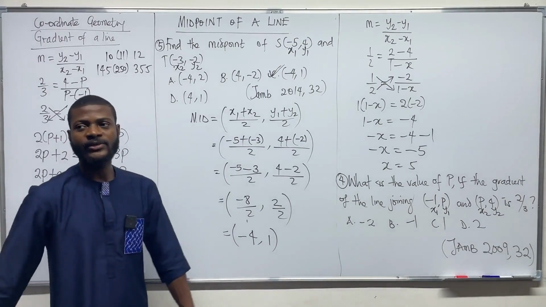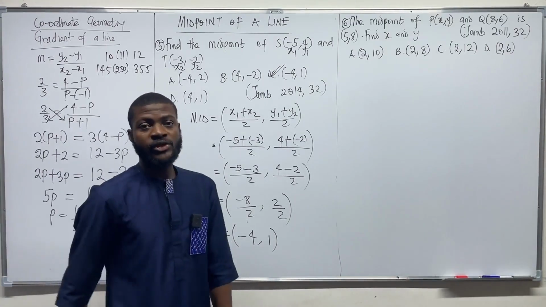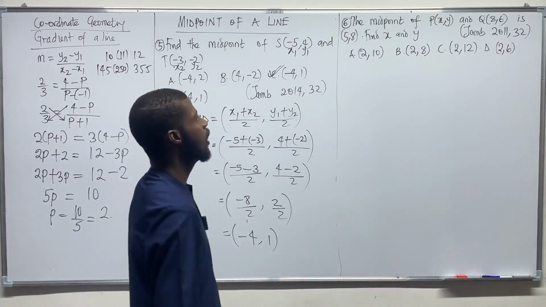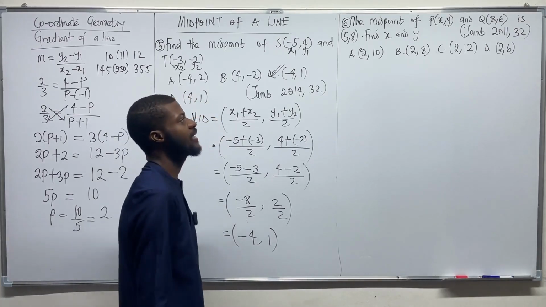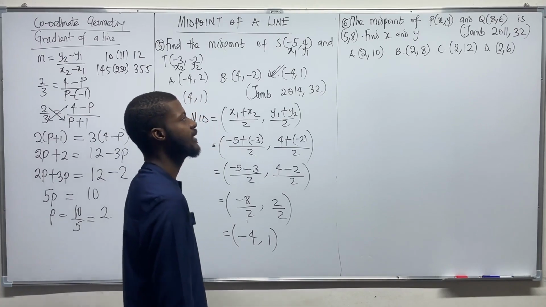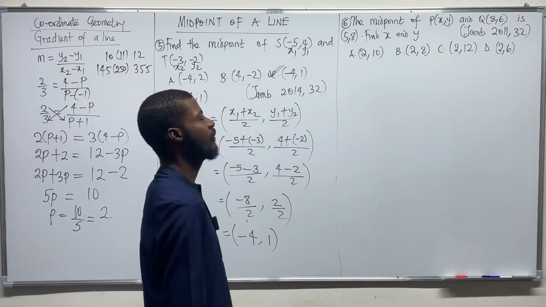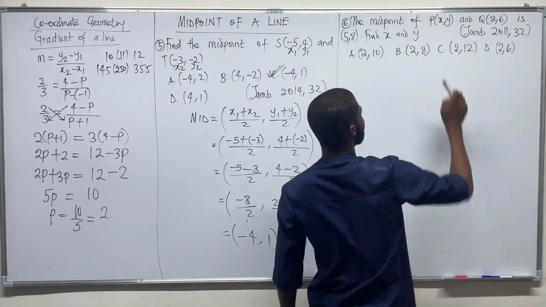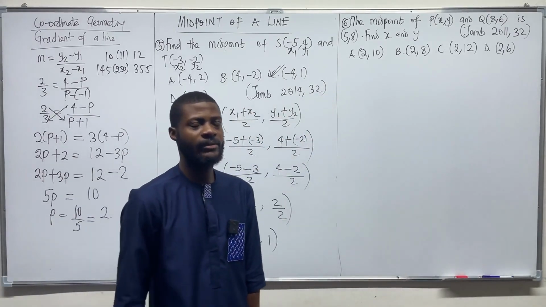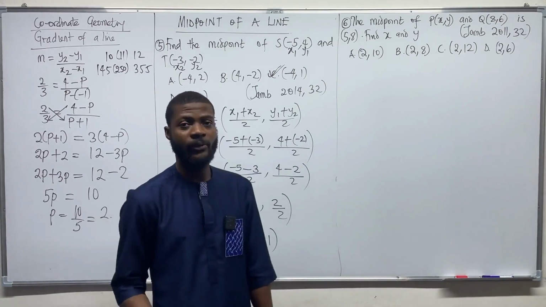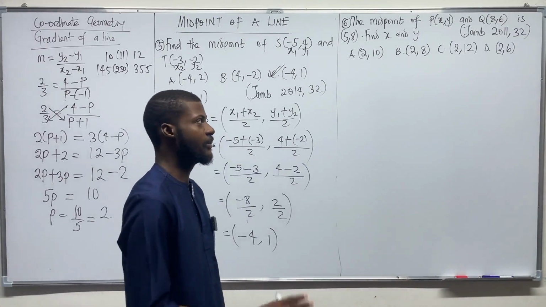Let's take a look at the next one, number 6. Question 6. The midpoint of P, which is at x, y, and Q, which is at 8, 6, is 5, 8. We have to find the value of x and y. So this is x and y. Now, in this very question, they've helped you by giving the midpoint.